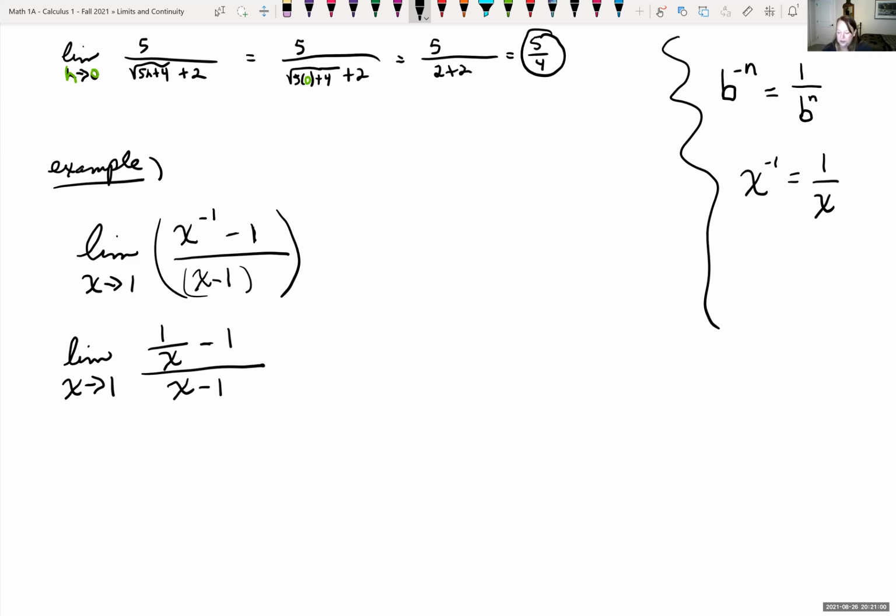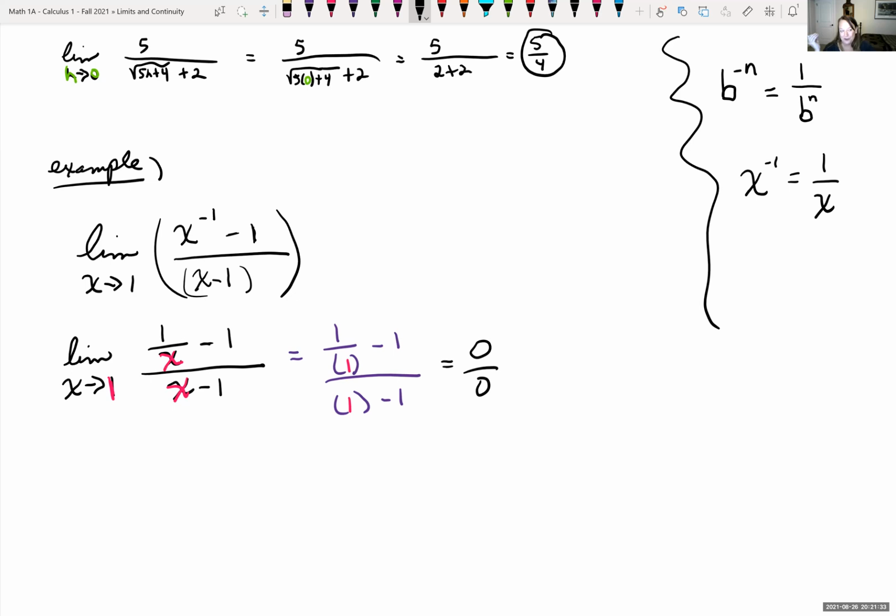But now notice when we do direct substitution and we plug in 1 wherever we see an x, we're going to get 1 over 1 minus 1 all over 1 minus 1. And so we're getting that indeterminate form again, because 1 over 1 is just 1. And so we have 1 minus 1 in the numerator, which is 0, all over 1 minus 1, which is 0.